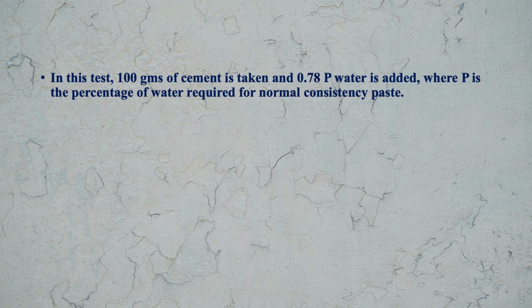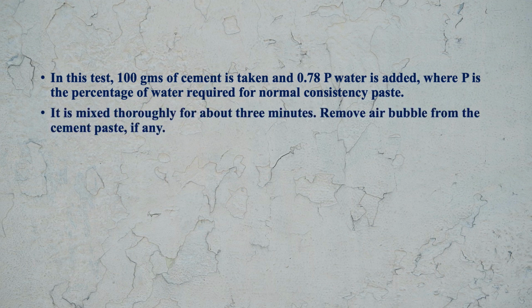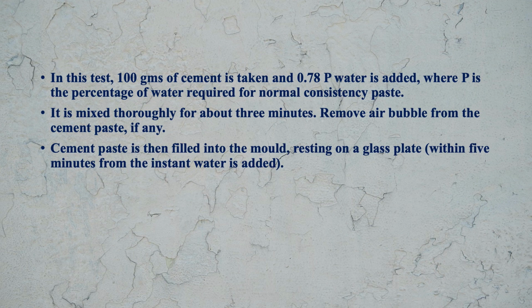Now what we do in this test, we take 100 gram of cement and 0.78 times P water is added, where you know that P is the percentage of water required for normal consistency paste. Now it is mixed thoroughly for about 3 minutes. Remove air bubbles from the cement paste if there are any. Now the cement paste is then filled into the mold, resting on the glass plate. Now we put that mold on the glass plate. Now this should be filled within 5 minutes from the instant of water added to the cement.